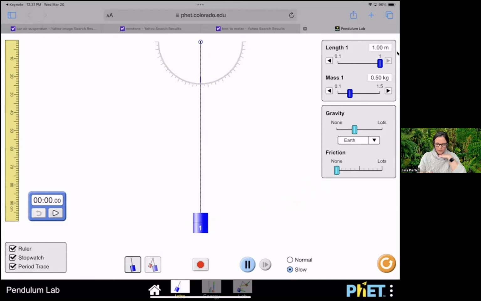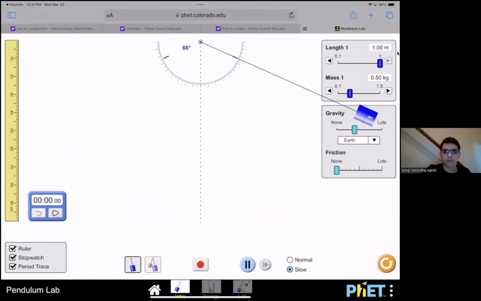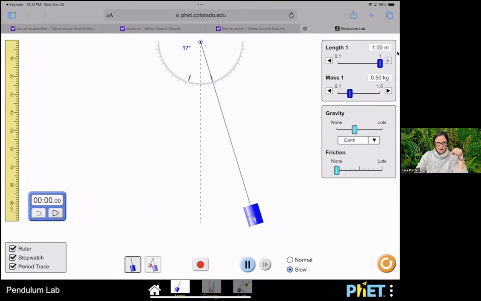So my question is, if I swing it from up here versus down here, is the number of seconds going to change? I don't know. Well, let's see. All right, so let's swing it from 20 degrees. There will be a milliseconds difference here because of operator error.